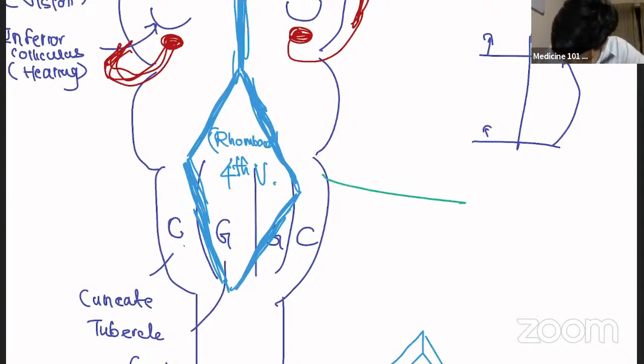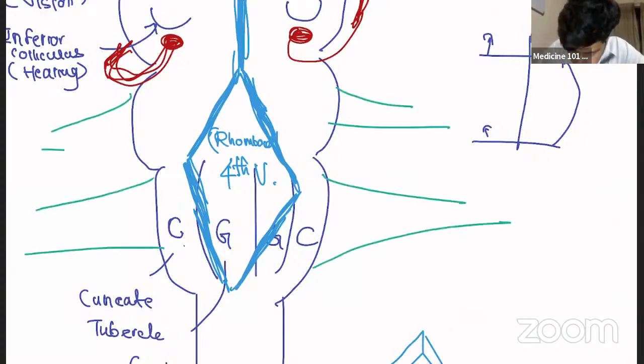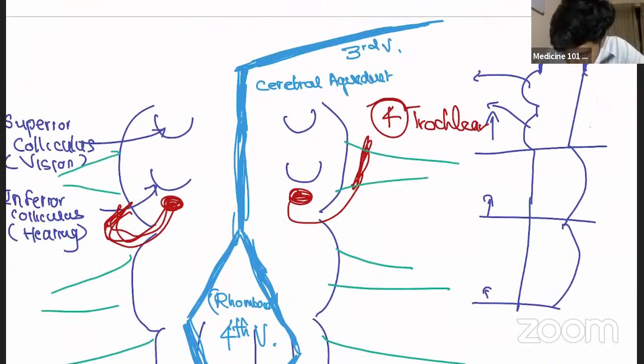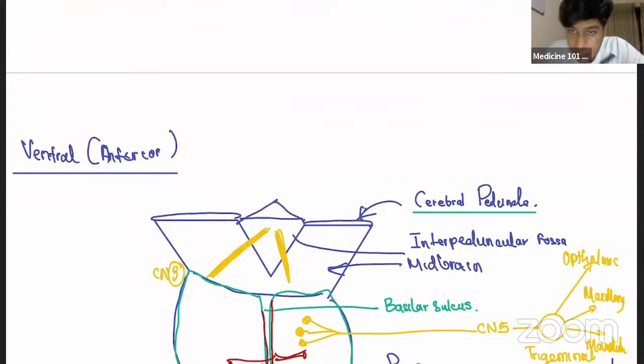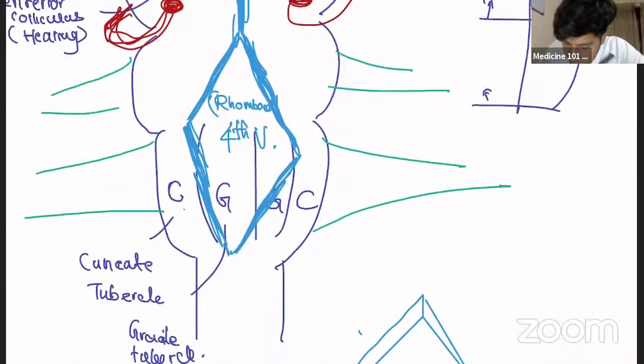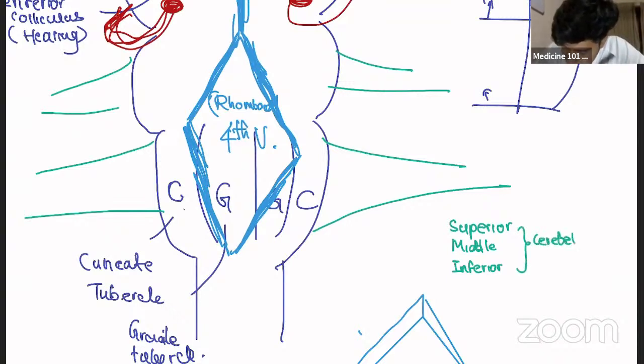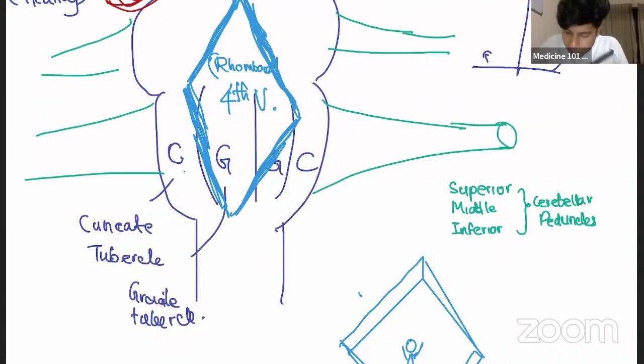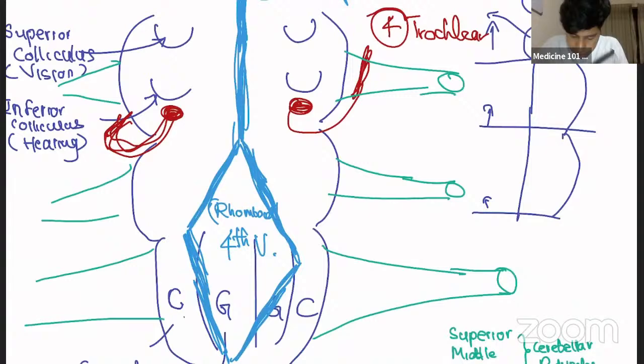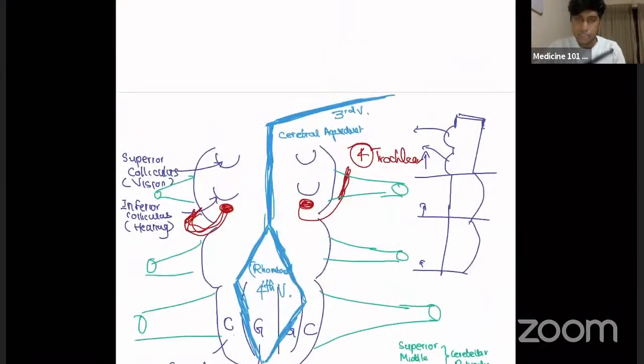And the cerebellum has three foot processes. Now, this is called the cerebral peduncle. The cerebellum has three foot processes. It's called the superior, middle, and inferior cerebellar peduncles. Basically it means a foot process which holds the cerebellum. If you guys can understand all of this, you will understand everything to do with the structures that you will find in the PPT.